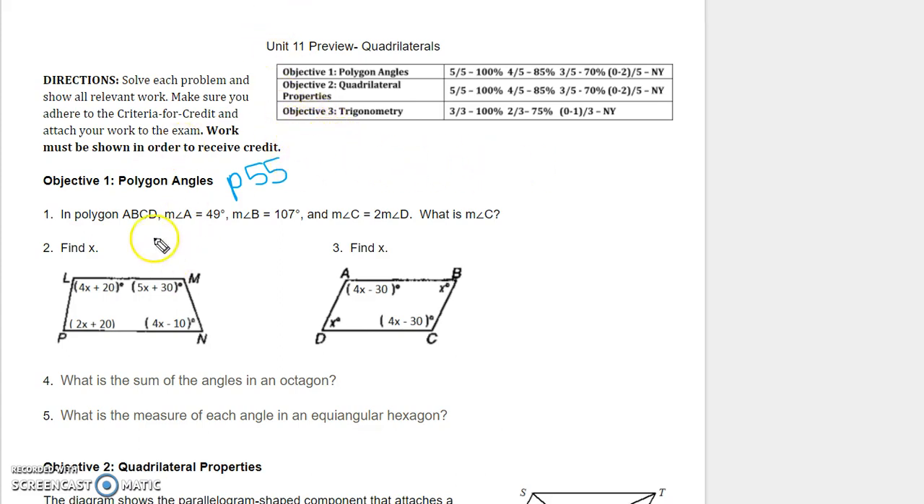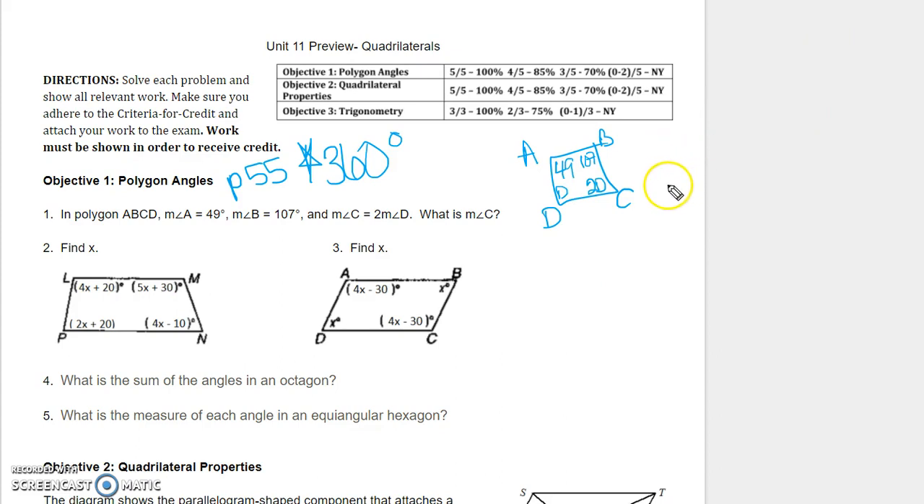Okay, so the first three relate to the quadrilateral, and a quadrilateral adds up to 360 degrees. I don't have a picture for number one, but I can certainly draw one. We have A, B, C, and D. I know A is 49 degrees, B is 107 degrees. It says C is two of the D's, and then of course my last one is going to be D. Well, they add up to 360.